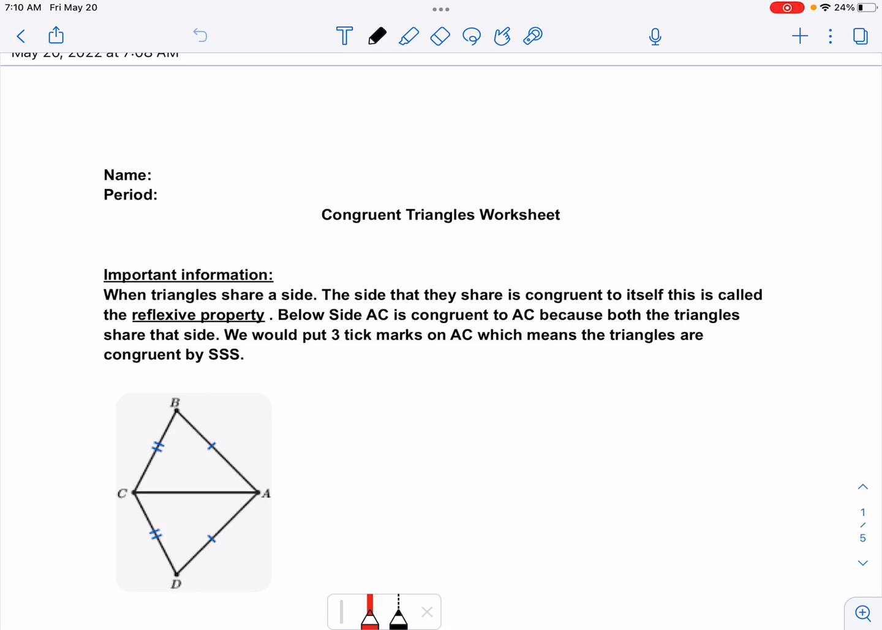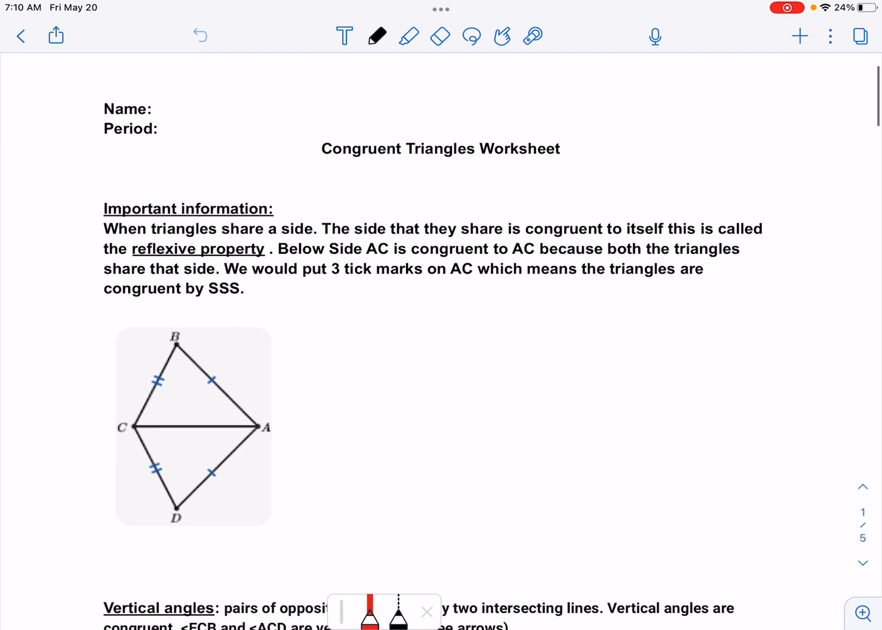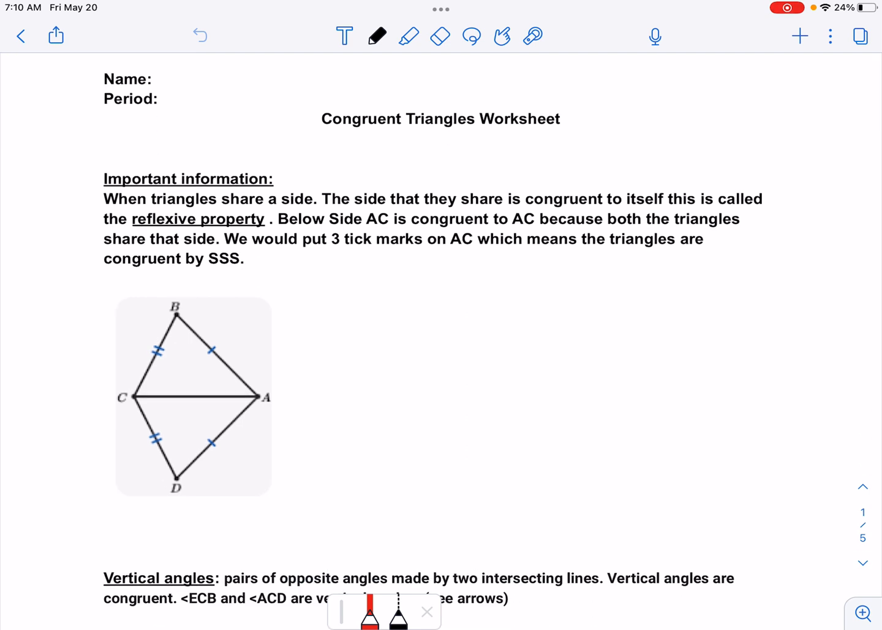Okay, what's up, guys? In this video, we're going to talk about determining whether a triangle is congruent by side, side, side, side, angle, side, or angle, side, angle. There's a couple things we have to know before. I talked about this a little bit for some of my classes.